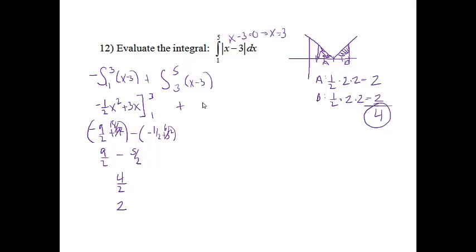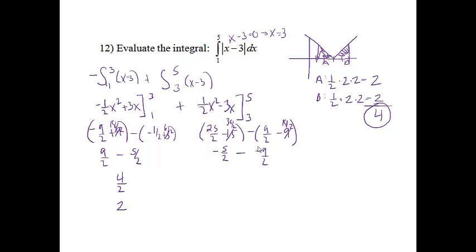Now we're going to do the same thing over here. The integral of x minus 3 is 1/2 x squared minus 3x. I'm going to evaluate it at 5 and 3. If I plug in 5, I'll get 25 halves minus 15, and then minus, when I plug in 3, 9 halves minus 9. The 15 will be 30 halves, so 25 halves minus 30 halves gives me negative 5 halves. Changing the 9 to 18 halves, 9 halves minus 18 halves is negative 9 halves. Changing those to pluses, negative 5 halves plus 9 halves is 4 halves, which is again 2. And when I add 2 plus 2, I end up getting 4.